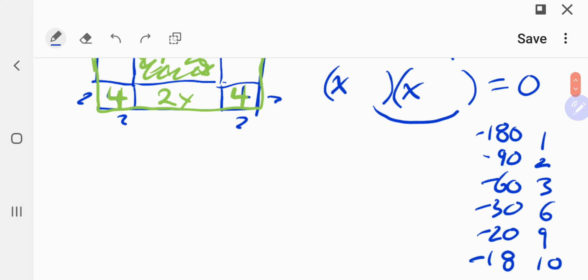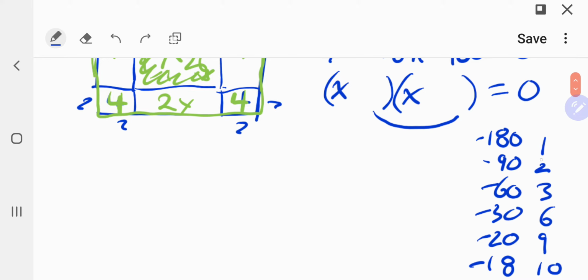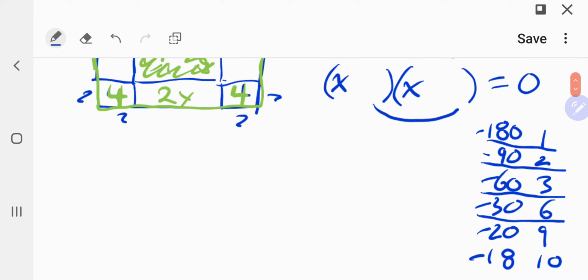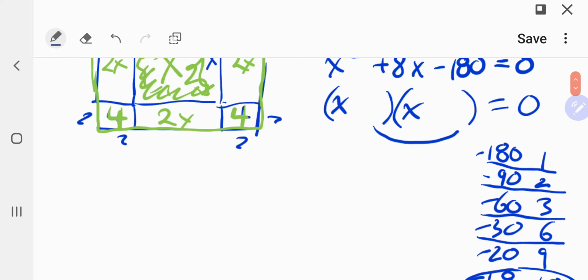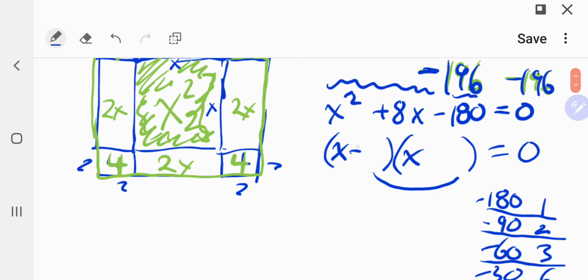So which of these that we've written down adds up to 8? Well, not that. That adds up to negative 179, negative 88. These are all wrong. Not adds up to 8. The close one we got is actually this. This adds up to negative 8. So what if we switched it around? What about positive 18 and negative 10? Aha! That adds up to 8. And it multiplies to negative 180. Ta-da! We found our things. Negative 10 and 18.